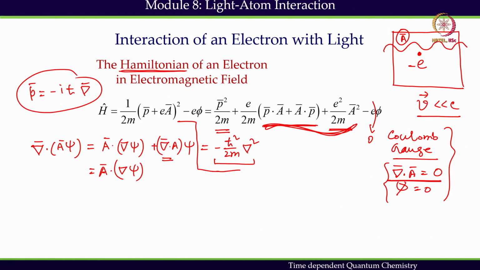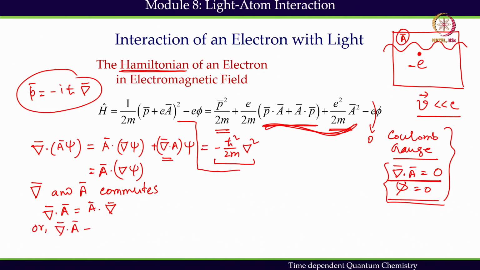So one can conclude that if it is so, then for the given Coulomb gauge, this del operator and vector potential commute. And because it commutes, one can write this equals A dot del. Or one can write plus, this equals 2 of A dot del. One can write this one.